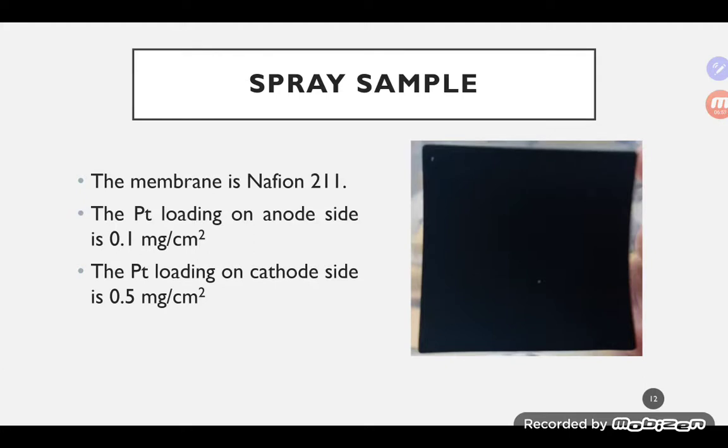This is a figure of the Nafion 211 membrane sprayed with the platinum loading on the anode side at 0.1 milligram per square centimeter, and the platinum loading on the cathode side is 0.5 milligrams per square centimeter. As you see, the black one here is the platinum that we sprayed onto the membrane.